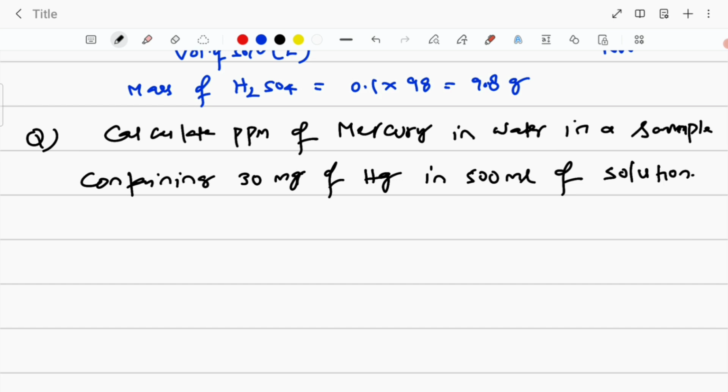See now, in 500 ml of solution, we need to find it. Go through the question once properly.